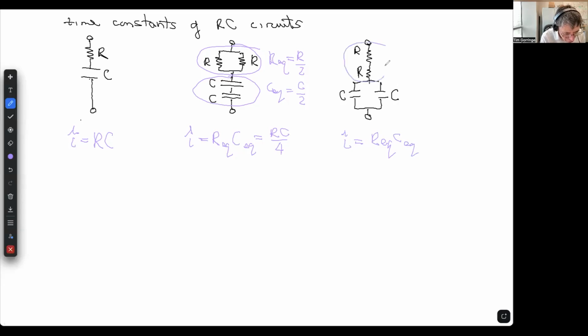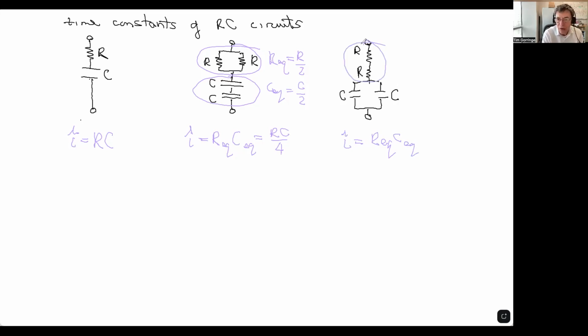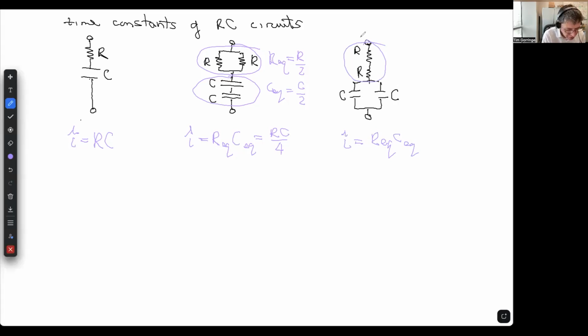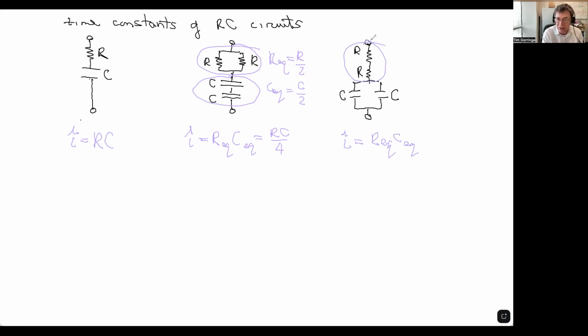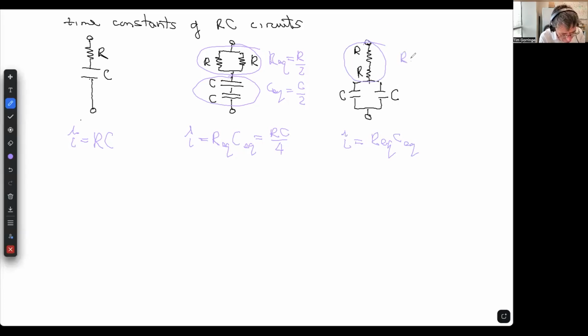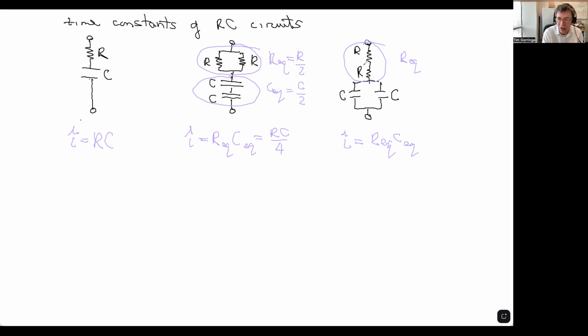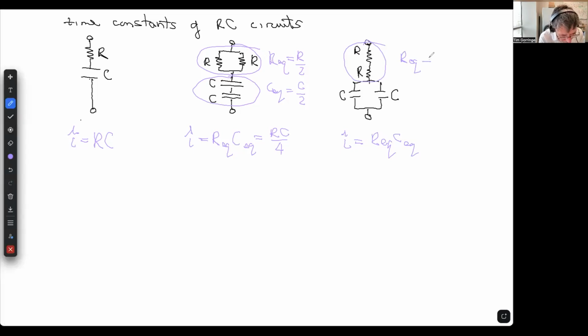In this case, our two resistors here are in series with one another. This makes a bigger resistance. The sum of resistors in series gives the equivalent resistance. In this case, with two identical resistances, the sum is going to be just R plus R, so 2R. That is the equivalent resistance.